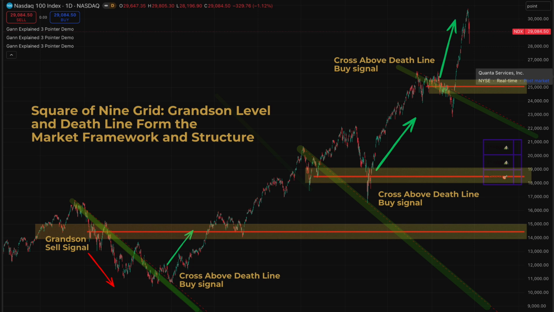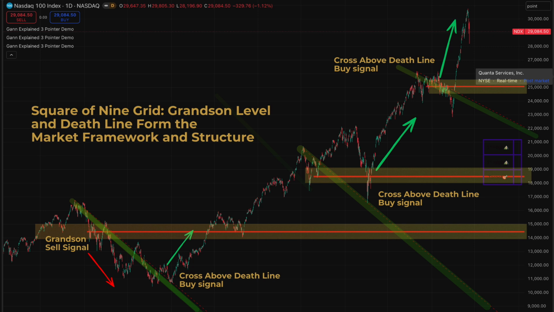And over time, they can also become important support or resistance levels. The depth line works differently. When price crosses above the depth line in an upward market, it signals the end of the prior cycle and can trigger a reversal or buy signal. So when market pivots touch the grandson level and the depth line, price is not moving randomly. It is following the square of 9 mathematical grid.